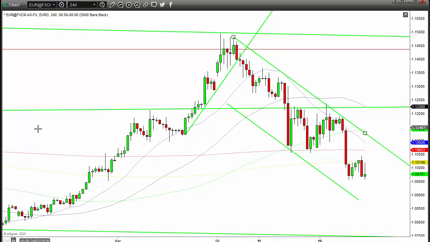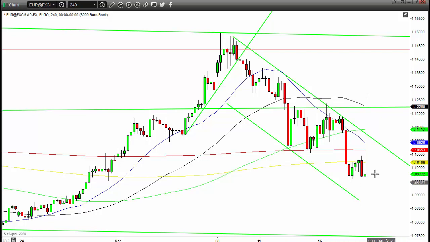Extend it. There we go. So I don't need to extend the lower one at the moment. So you can see where that could work its way towards. This is a 4-hour chart, mind. So these candles last 4 hours. So that could take some time.